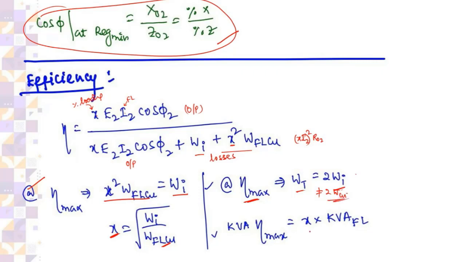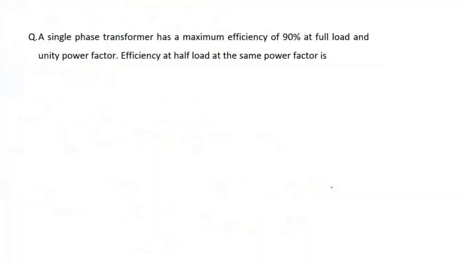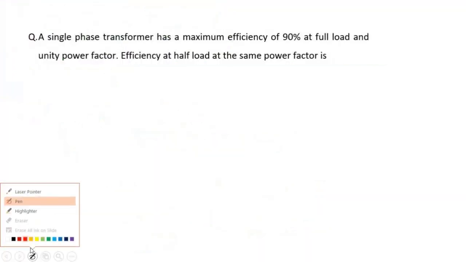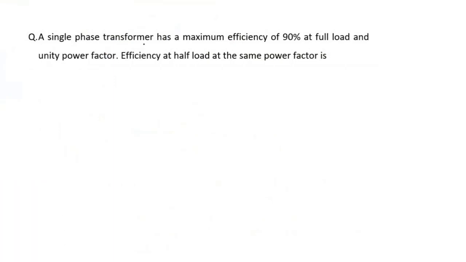So the KVA corresponding to maximum efficiency is, once you get the percentage load corresponding to maximum efficiency, you simply multiply with full load KVA. You'll get KVA corresponding to maximum efficiency. Okay. So I have a question here. Just look at the screen. A single phase transformer has a maximum efficiency of 90% at full load and unity power factor. Now the efficiency at half load at the same power factor is asked. So X value is 0.5 and the power factor is going to be the same, unity.